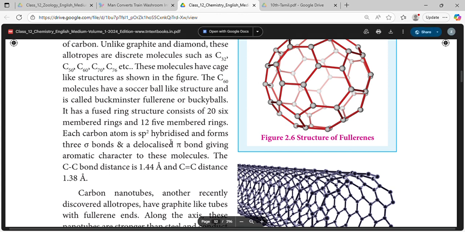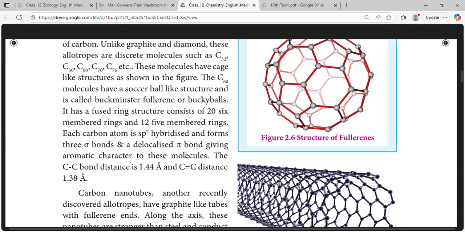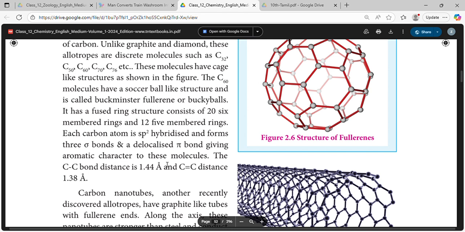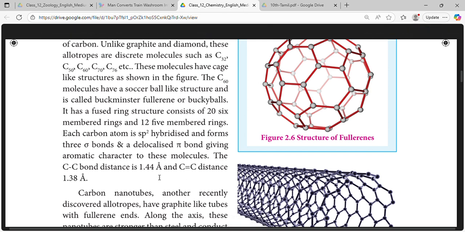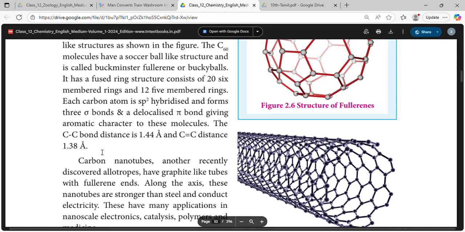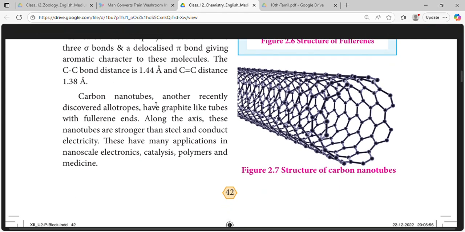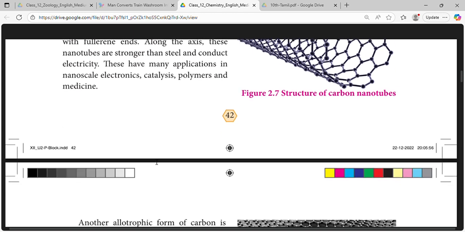Each carbon atom is sp2 hybridized and forms three sigma bonds and a delocalized pi bond, giving aromatic character to these molecules. The C-C bond distance is 1.44 Å, and the C=C double bond distance is 1.38 Å. Carbon nanotubes, another recently discovered allotrope, have graphite-like tubes with fullerene ends along the axis. These nanotubes are stronger than steel and conduct electricity. They have many applications in nanoscale electronics, catalysis, polymers, and medicine.